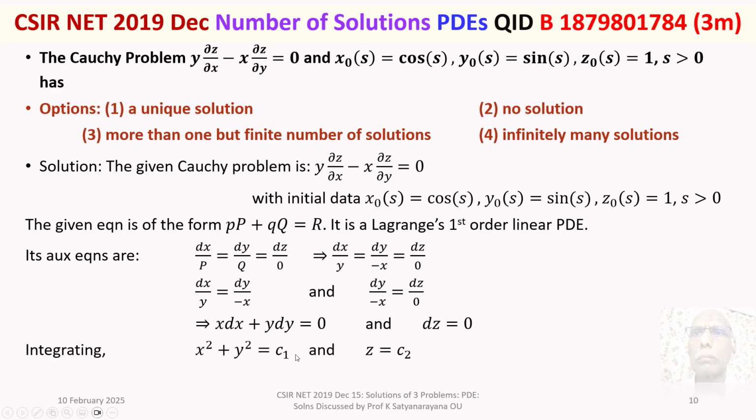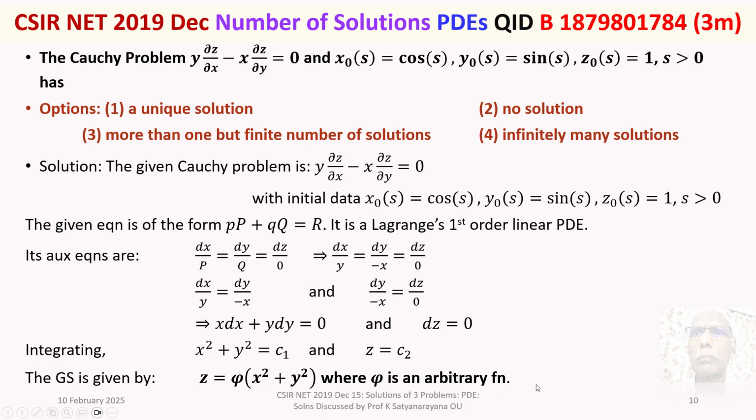Cancelling the 2, we get x² + y² = c₁ and z = c₂. The general solution is obtained as c₂ = φ(c₁), that is z = φ(x² + y²), where φ is an arbitrary function. Without using this initial data, many people conclude that there will be infinitely many solutions. Their argument is that φ is an arbitrary function, therefore it gives infinitely many solutions.